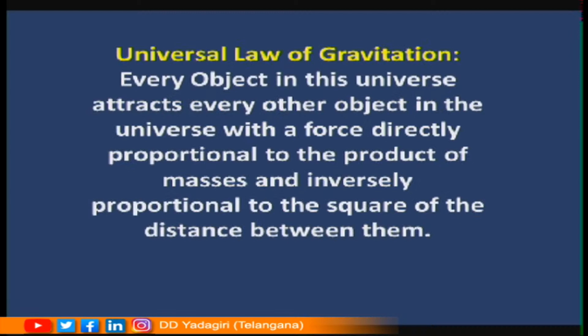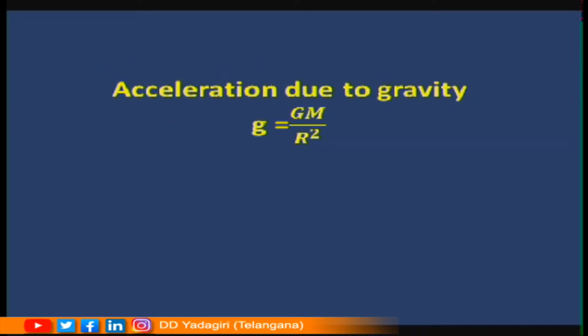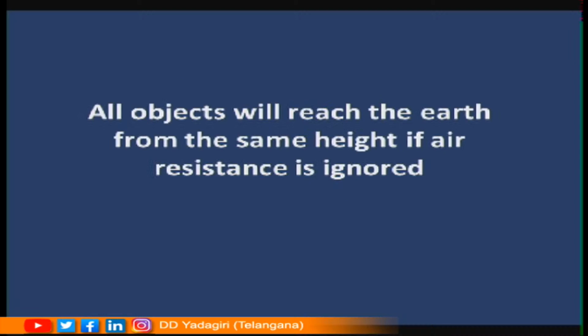We have discussed the universal law of gravitation. Every object in this universe attracts every other object in the universe with a force directly proportional to the product of masses and inversely proportional to the square of the distance between them. The force of attraction between any two objects in this universe is given by F equal to G m1 m2 by r square. Acceleration due to gravity is G M by r square, and its value is 9.8 meter per second square on the surface of the earth. All objects will reach the earth from the same height if air resistance is ignored.